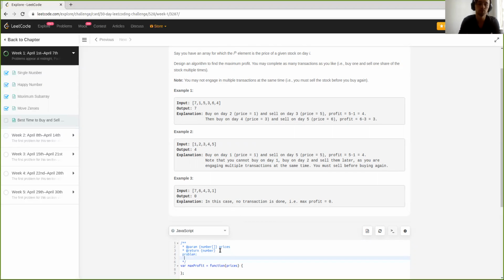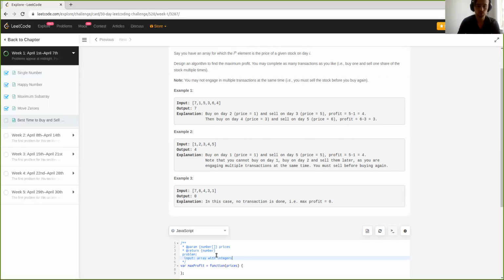I'm just going to say what our input is. Input is an array. I'm going to guess they're integers because it's a price. We'll see if that assumption holds up. Design an algorithm to find the maximum profit. You may complete as many transactions as you like. Buy one and sell one share of the stock multiple times. You may not engage in multiple transactions at the same time. You must sell the stock before you buy again. Okay, so once we've bought one stock, we can't buy a different stock. We have to just sell that first one.